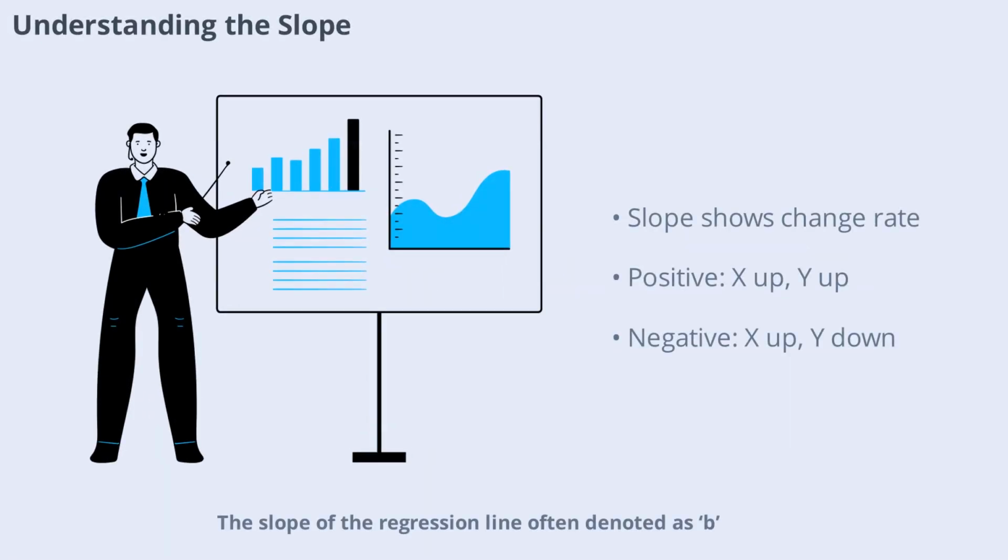The slope of the regression line, often denoted as b, tells us how much the dependent variable is expected to change for a 1-unit increase in the independent variable. If the slope is positive, it means there's a direct relationship. As x increases, y increases. If it's negative, the relationship is inverse. As x increases, y decreases. The magnitude of the slope indicates the strength of the relationship. Interpreting the slope correctly is key to making sense of your regression result.